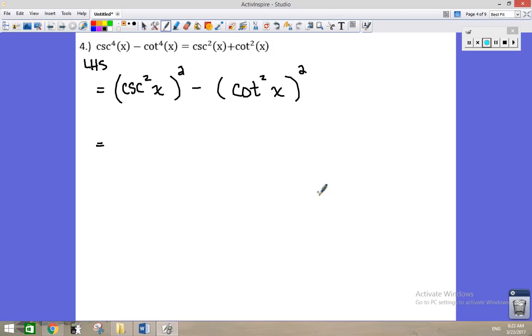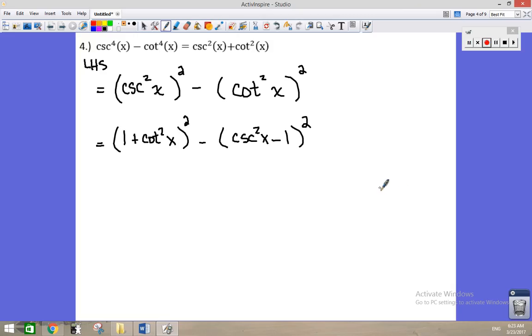The cosecant squared of x is the same thing as 1 plus cotangent squared of x. If you look at your reference sheet, you'll see that that is one of the Pythagorean identities. And this guy is cosecant squared of x minus 1.